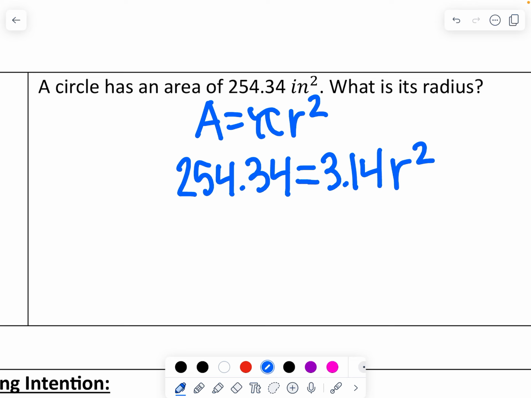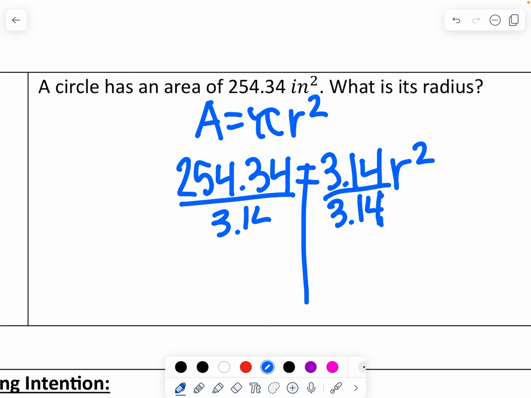So we're going to divide both sides by 3.14. Okay. 3.14 divided by 3.14 is 1. So we get r squared on the right side. On the left side, we have to divide 254.34 divided by 3.14. And we get 81.